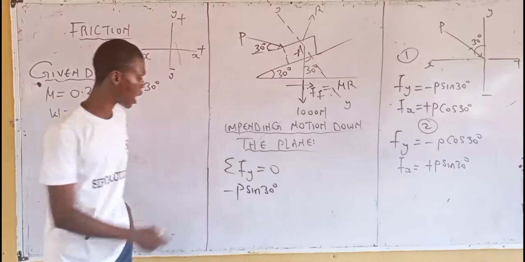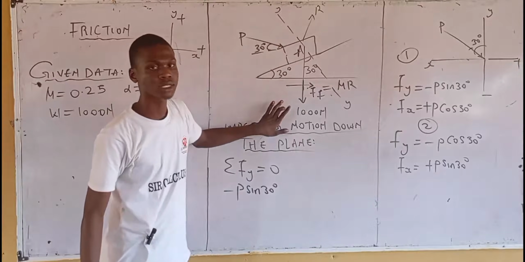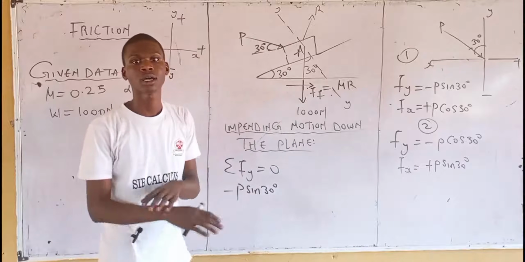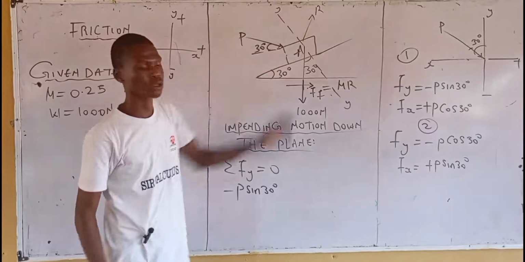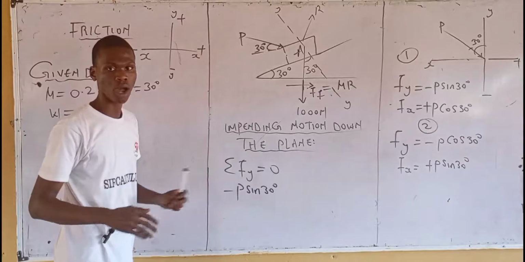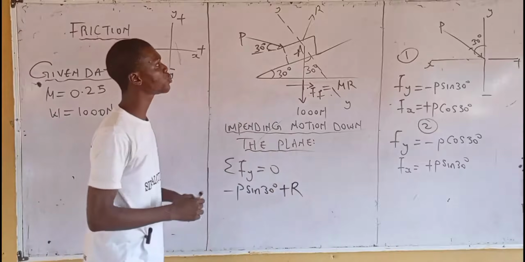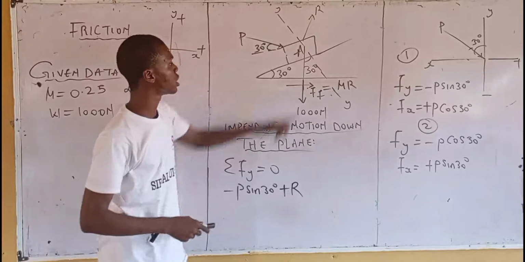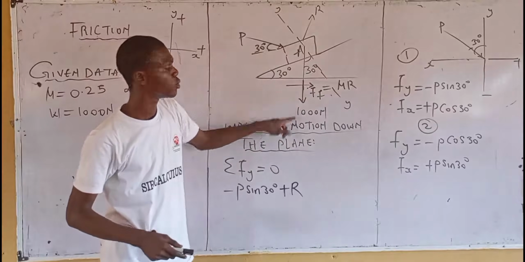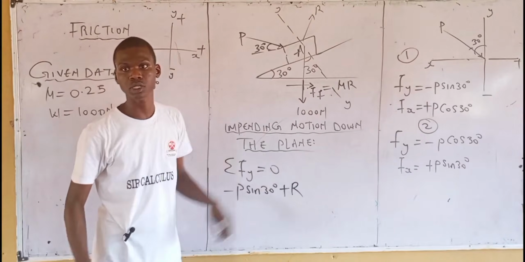Now I've considered this P first. The next one, this or this, which one should I take first? The upward one, which is the normal reaction. Then that becomes just R. Positive R. Why is it positive? It is acting upward. Then for this weight, same idea, apply it here. Then it becomes what?